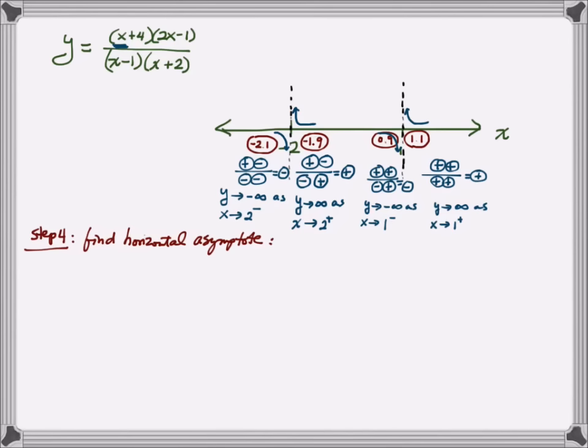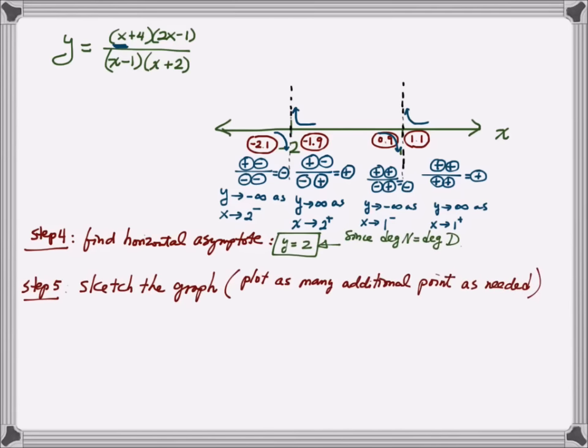So I'm going to draw an arrow pointing up towards positive infinity as I go near 1 from the right. In step 4, we're going to find horizontal asymptotes. And remember the result that we have from before. When the degree of the polynomial on top equals the degree of the polynomial on the bottom, the horizontal asymptote is exactly the ratio of the leading coefficients. In this case, it's going to be 2 over 1. So I get the horizontal asymptote of y equals 2.